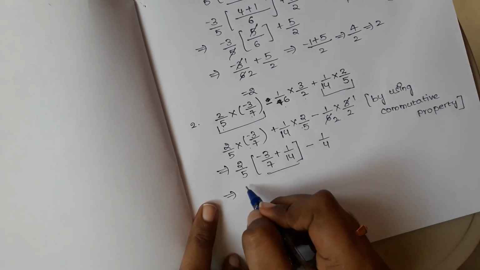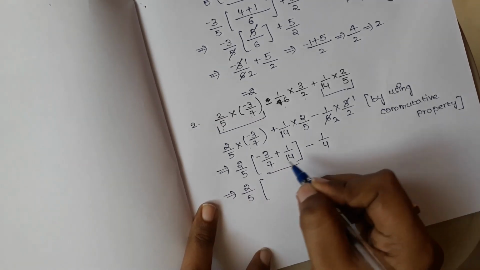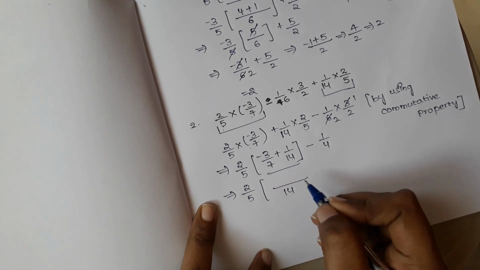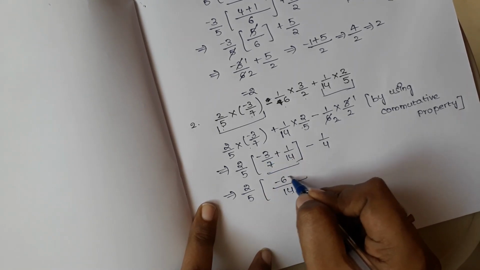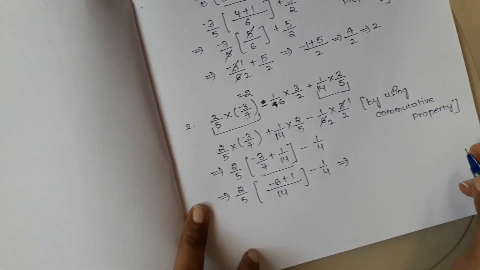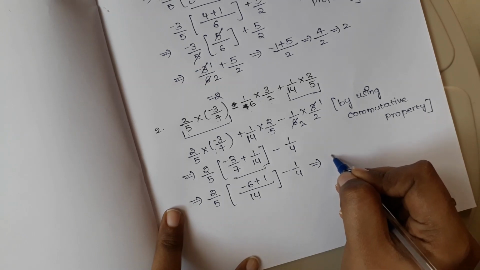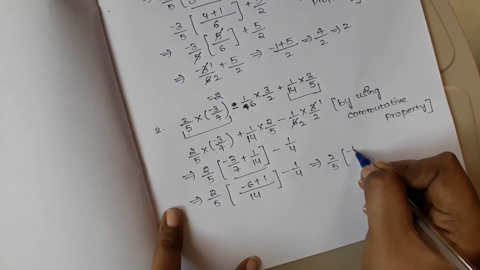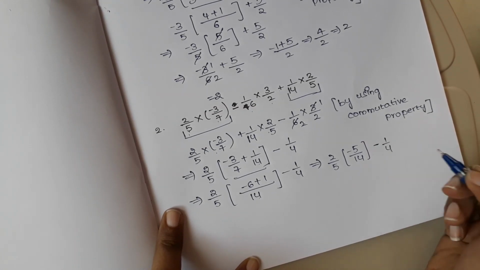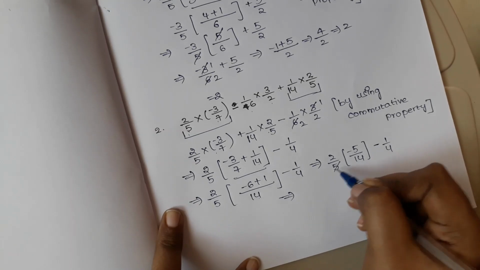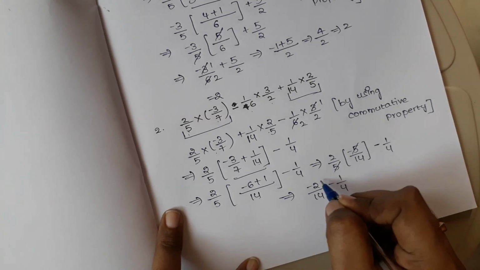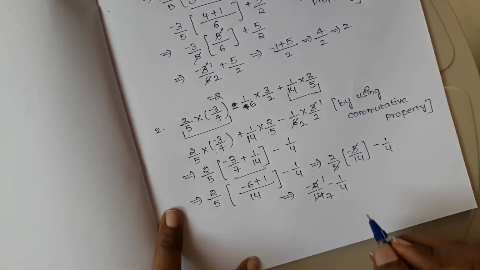Now let us solve this. 2 by 5 into, for 7 and 14, take the LCM as 14: minus 3, 7 twos are 14, minus 3 into 2 is minus 6, plus 1 by 14, minus 1 by 4. From this, 2 by 5 into minus 5 by 14, minus 1 by 4. 5 gets cancelled: minus 2 by 14 minus 1 by 4, minus 1 by 7 minus 1 by 4.